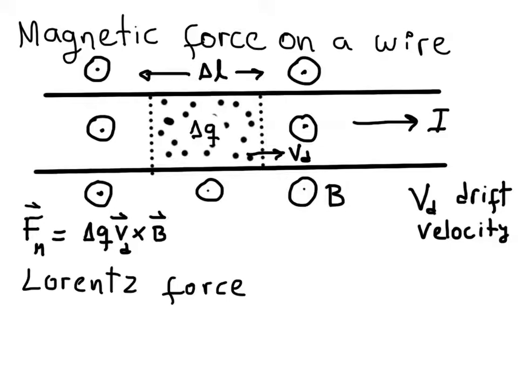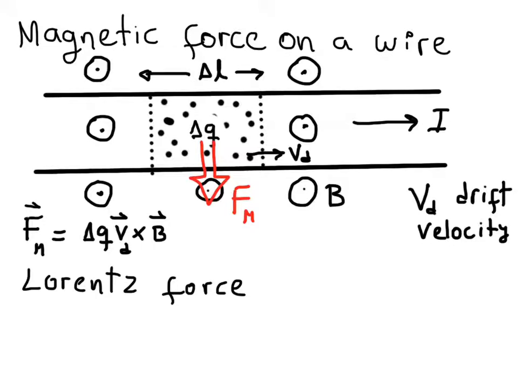What we would like to do in this problem is write the magnetic force acting on that segment of the wire as a function of the current in the wire, as a function of the length of the wire, and also as a function of the magnetic field. That's what we'd like to do.